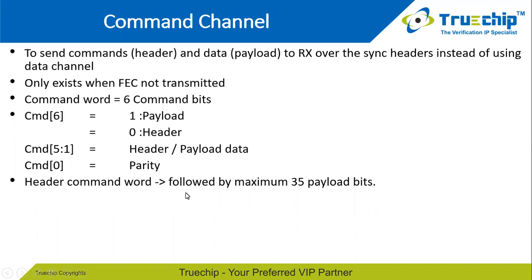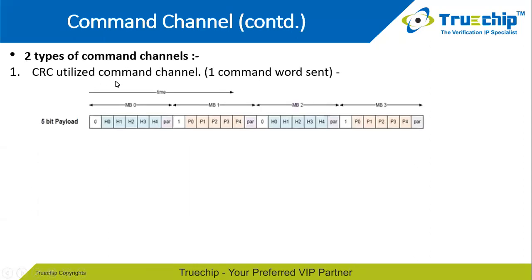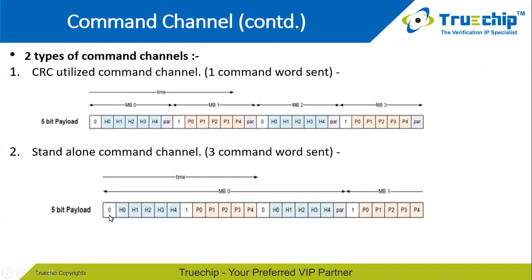A header command word can be followed by a maximum of 35 payload bits. So now moving on to the next slide. Here we are going to discuss the two types of command channels. The first one is the CRC utilized command channel, where only one command word is sent along with the CRC parity bits inside a sync word. An example for the same has been shown. The other one is a standalone command channel, where three command words are sent in a sync word. An example for the same has also been shown.